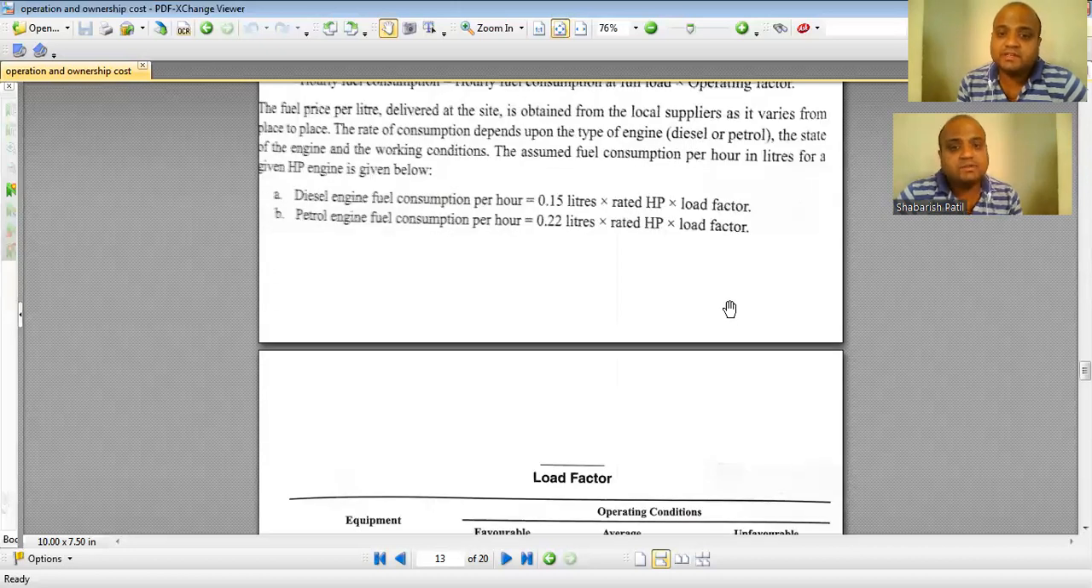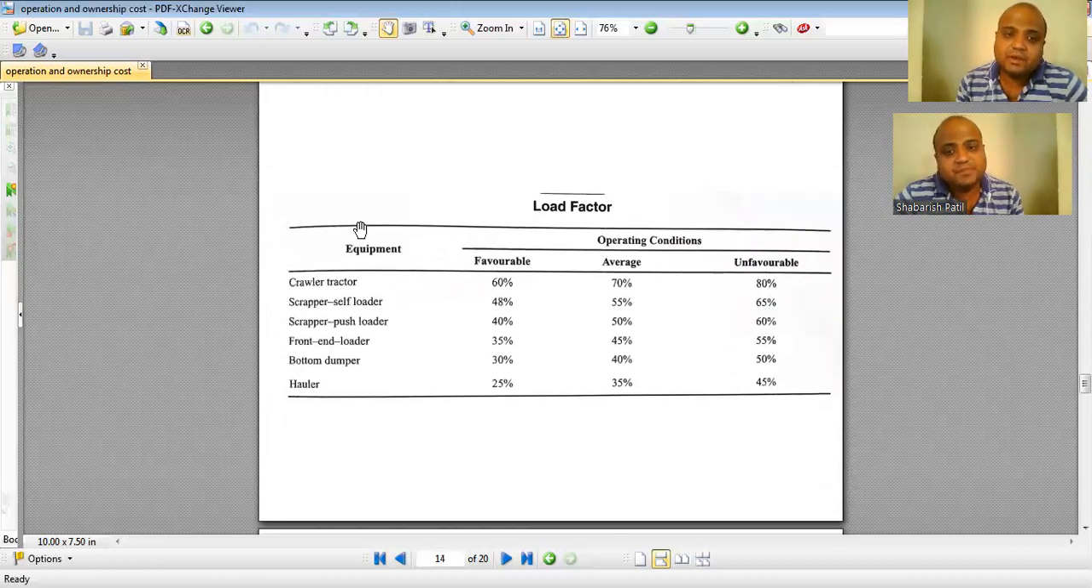As far as load factor is concerned, we have certain values for different equipment and for different operating conditions. That is favorable, average, and unfavorable conditions for equipment like crawler tractor, scraper, self loader scraper, push loader, front end loader, bottom dumper, hauler. Like this, we can make a list of many of the equipment and operating conditions as load factors here.